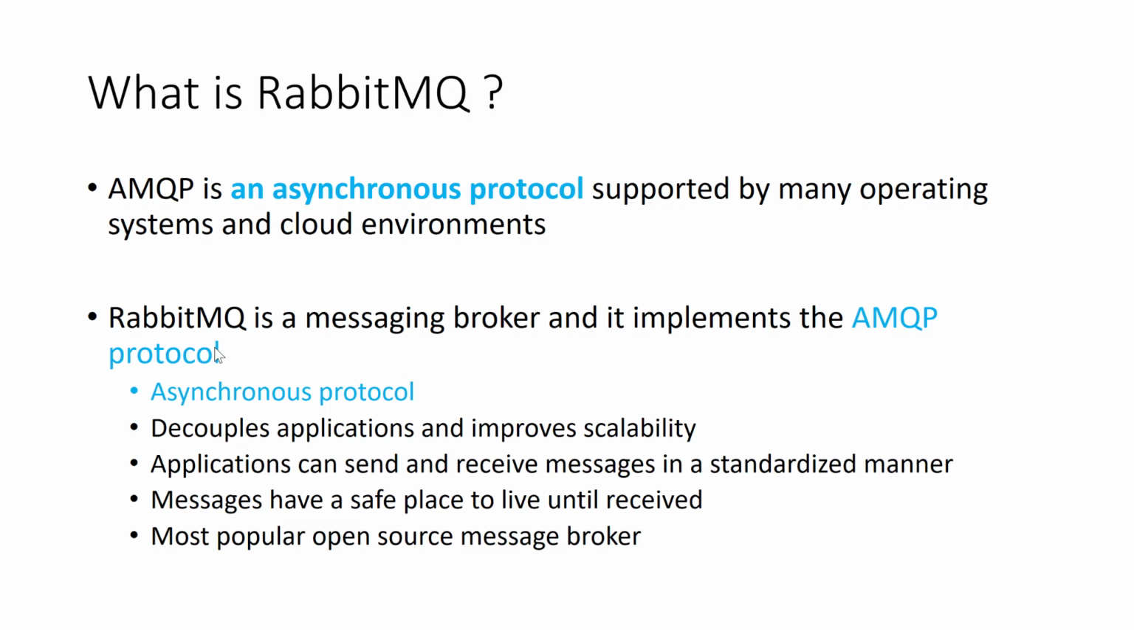And RabbitMQ is a messaging broker which implements multiple protocols, and it also implements the AMQP protocol. And as we know, the AMQP protocol is an asynchronous protocol. Using this asynchronous protocol, you can decouple applications, and you can also improve the scalability of the application. So now applications can send and receive messages in a standardized manner. Messages have a safe place to live until they are consumed by the consumer. And RabbitMQ also happens to be the most popular open source message broker.